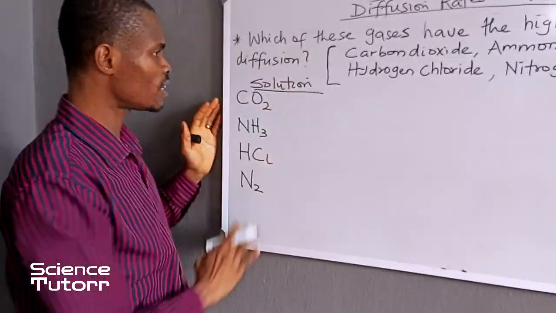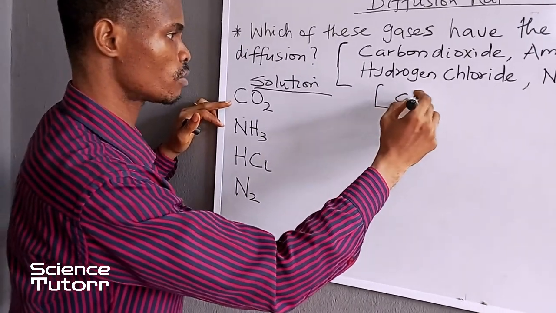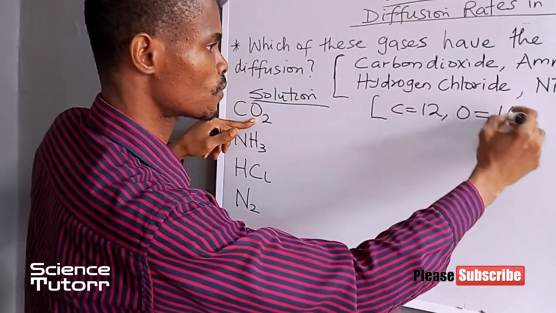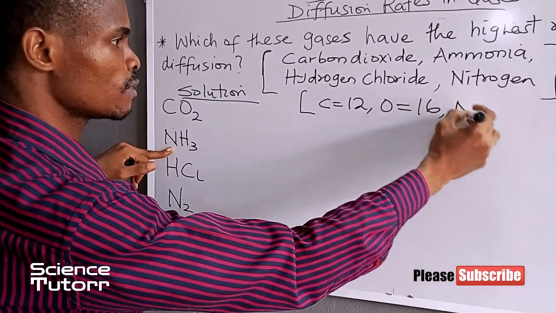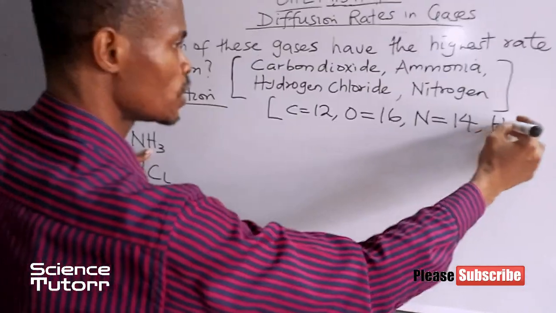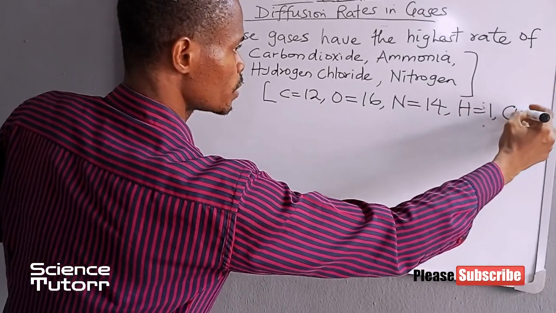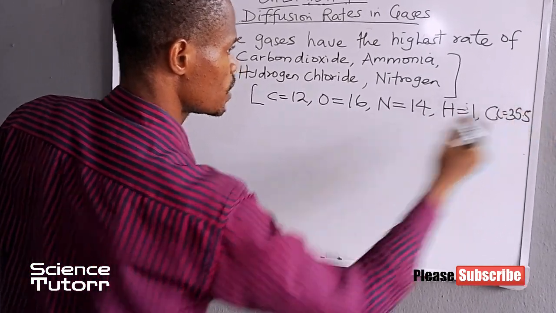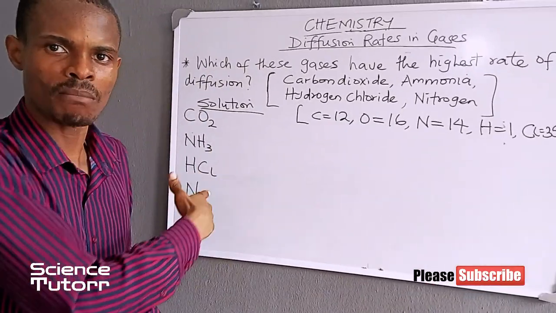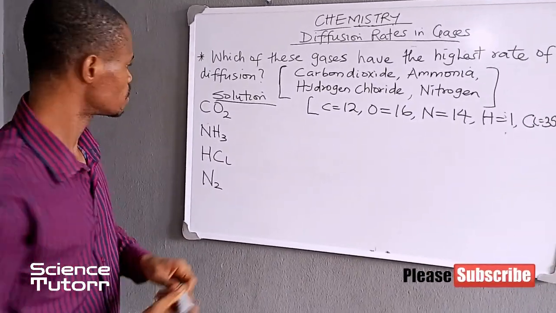Now, for each of these gases, we need to take note that carbon has a relative atomic mass of 12, oxygen 16, nitrogen 14, hydrogen 1, and chlorine 35.5. These relative atomic masses of elements will help you determine which of the gases diffuses faster. Now let's get to business.